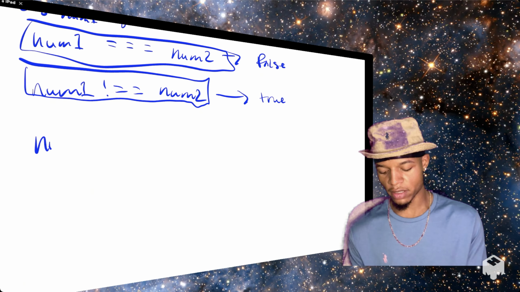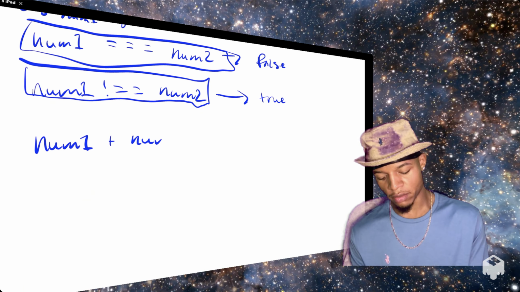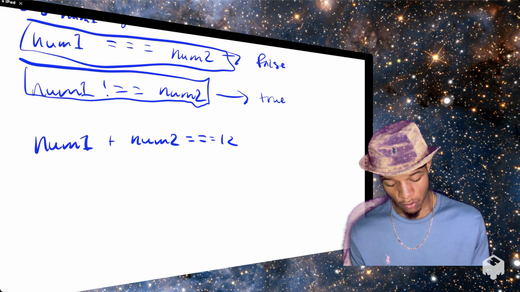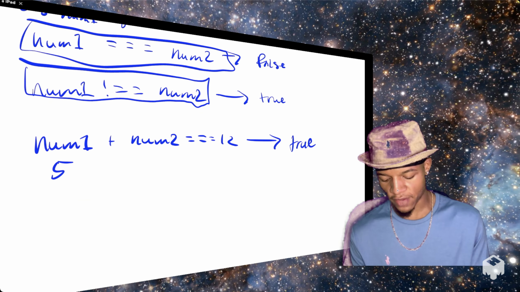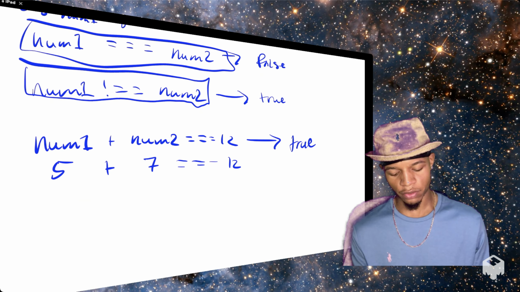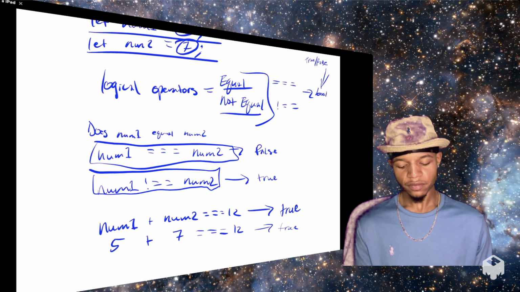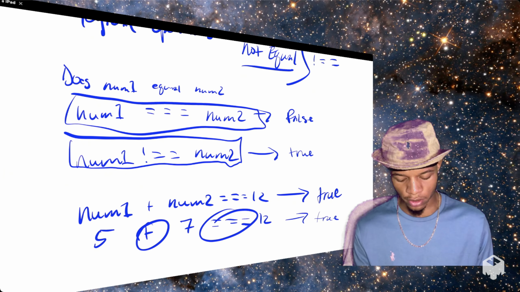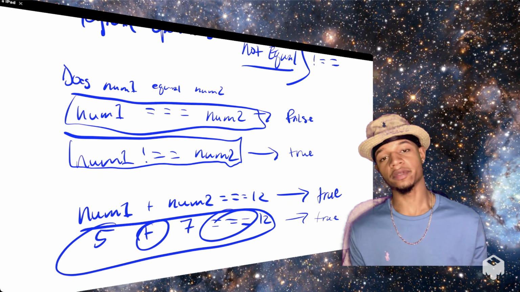What if I say num1, I'm about to mess you up right here, I'm about to combine some things. Num1 plus num2 equals 12. What would this turn out to? Right, true. Because you take num1, which is 5, you add that to num2, which is 7, and obviously 5 plus 7 equals 12. True. So you can start seeing how you can combine the math ones with the logic ones and get an even more complicated logical statement that you could communicate with the computer.